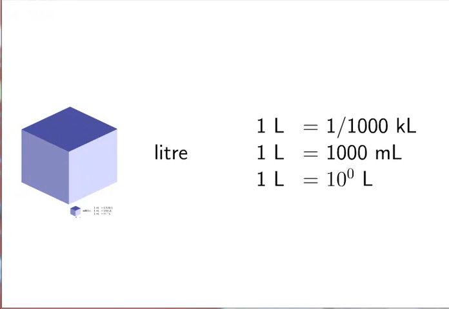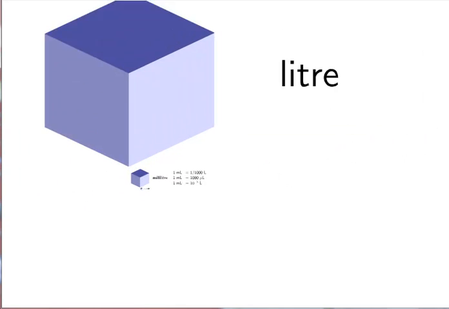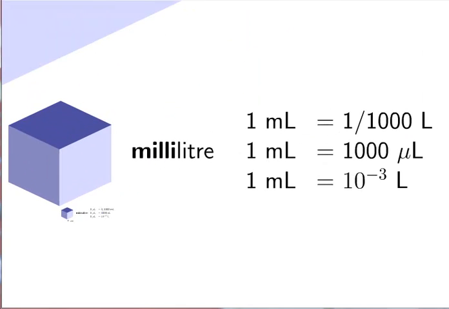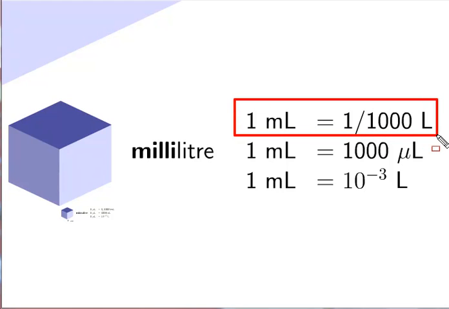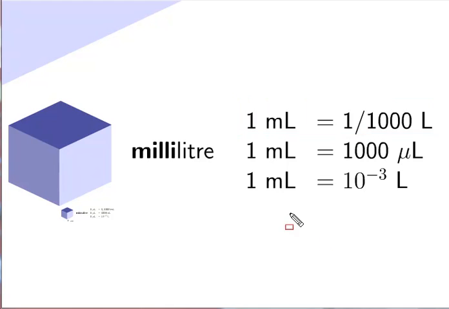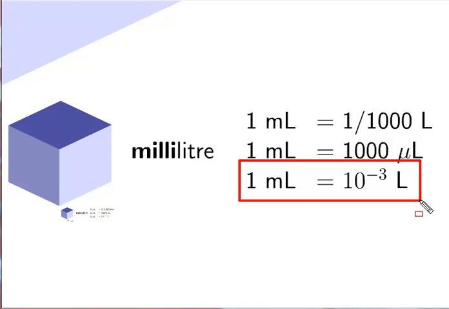So now, my litre is 1,000 millilitres. And here's my millilitre. My millilitre is a thousandth of a litre. If I write that in scientific notation, I get 10 to the minus 3 litres.